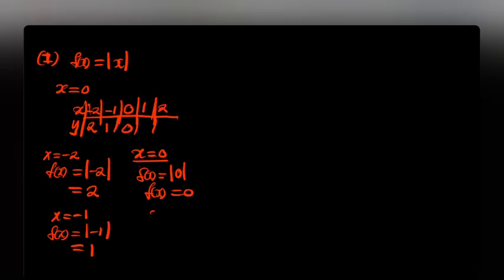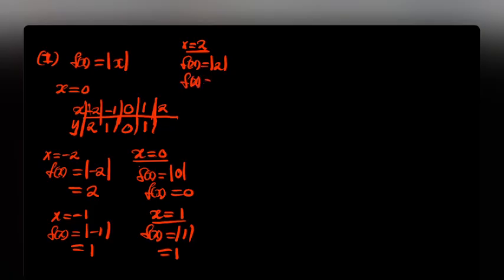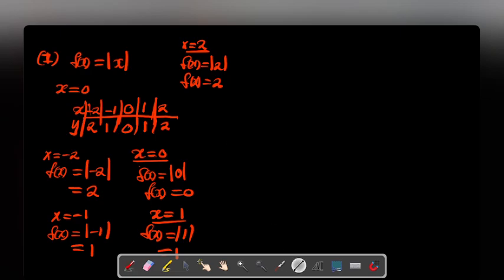Then what is x now? We substitute with a 1. So f of x is equal to the modulus of 1. Even if you have a positive number, you still get the absolute value, a positive 1. Again, we do the same: we substitute with a 2. So f of x is equal to the modulus of 2, which is +2. Given these points, we can now sketch our graph.